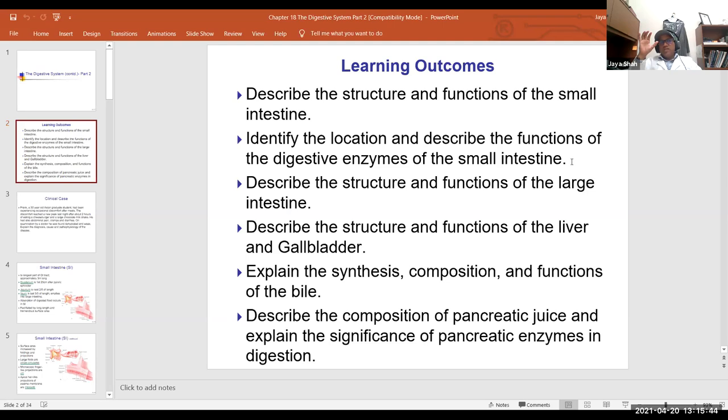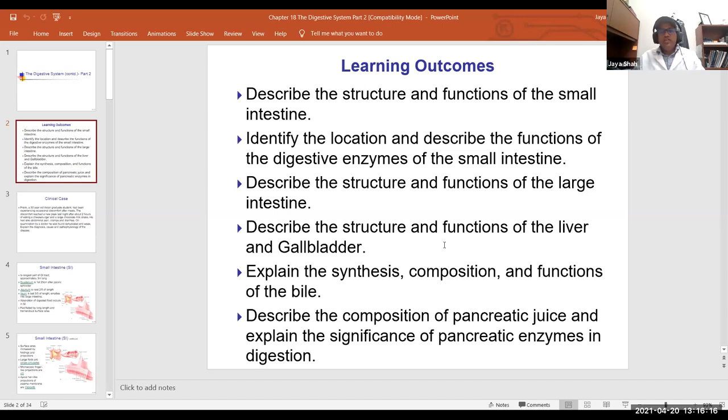In the small intestine, there are two kinds of enzymes. One is enzymes coming from outside, like coming from the pancreas. And another source of enzymes are enzymes attached to the epithelium of the small intestine, particularly enzymes attached to the microvilli of the small intestine. And that's why we call them brush border enzymes, okay?